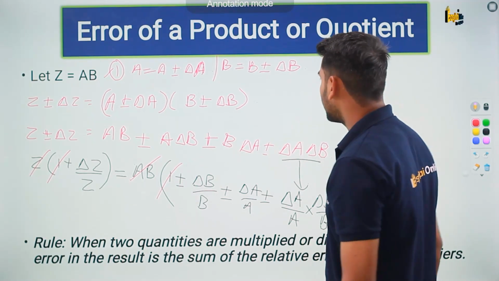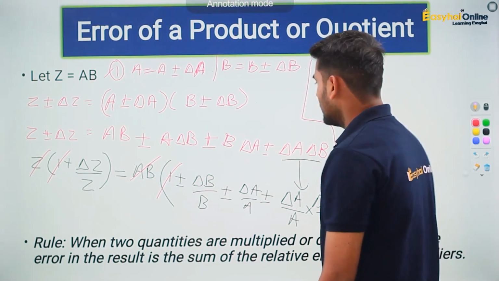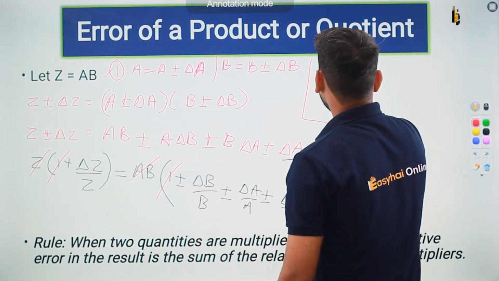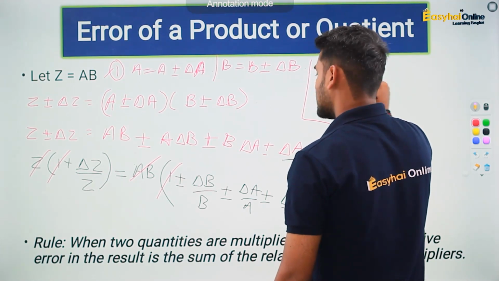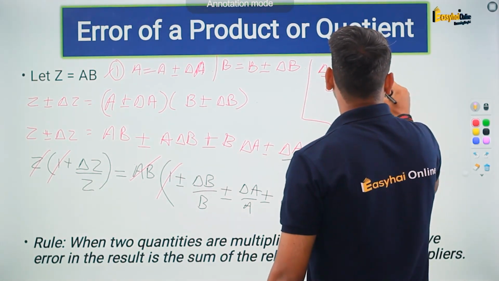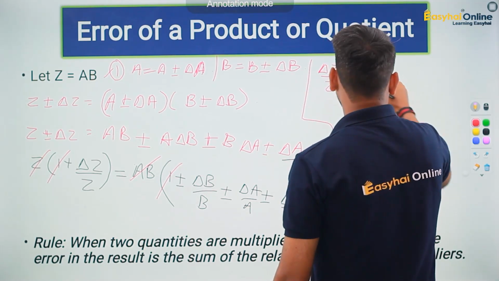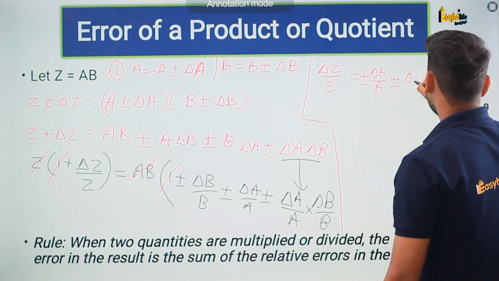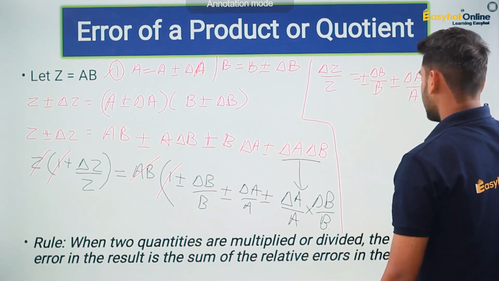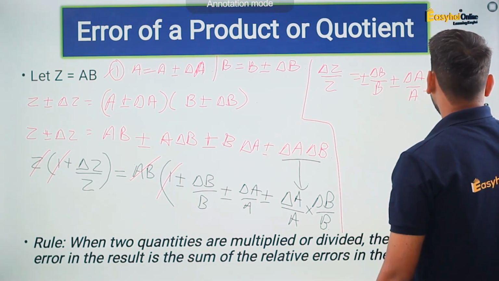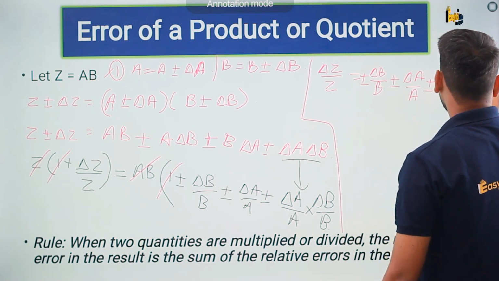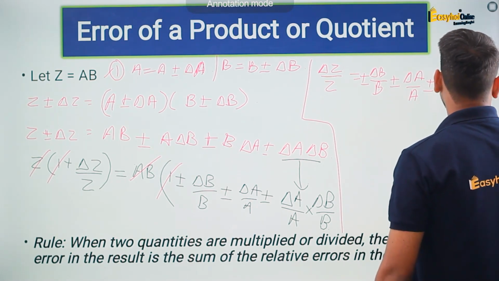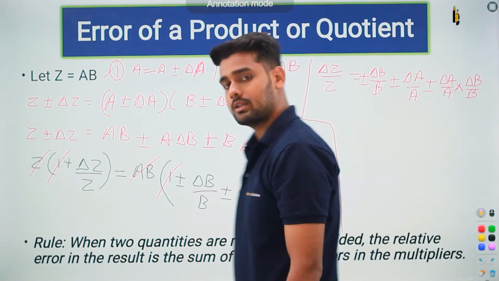Now upon simplification, let's see what we are going to find out. Upon simplification, you can clearly see that I'm going to have delta Z upon Z, which is equal to plus minus delta B upon B, plus minus delta A upon A, and then plus minus of delta A upon A into delta B divided by B. So this is the equation that you're going to get.